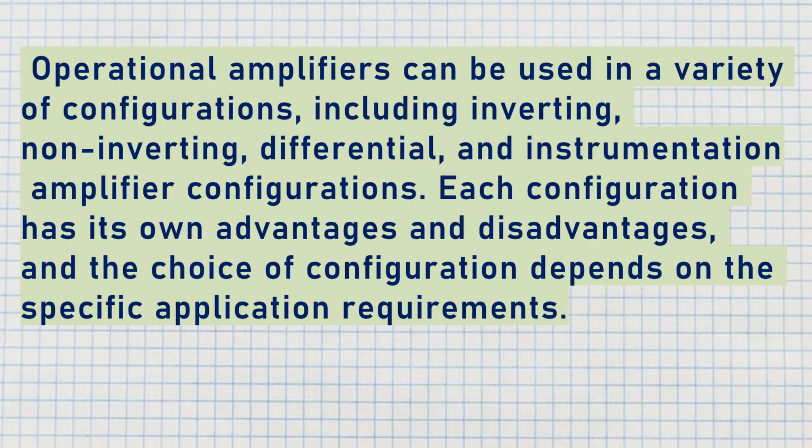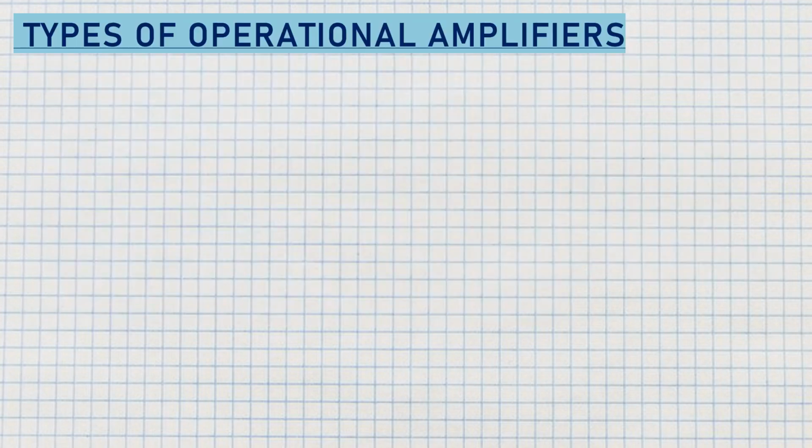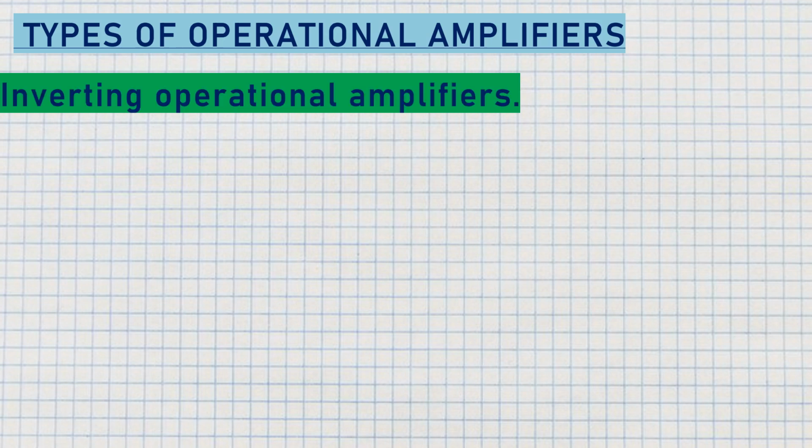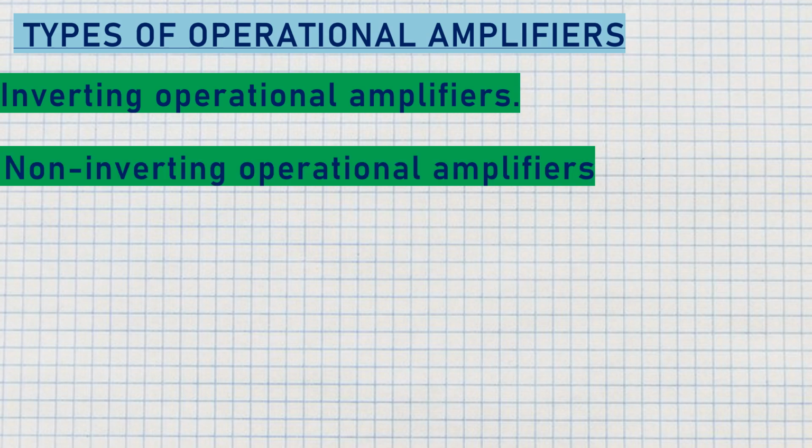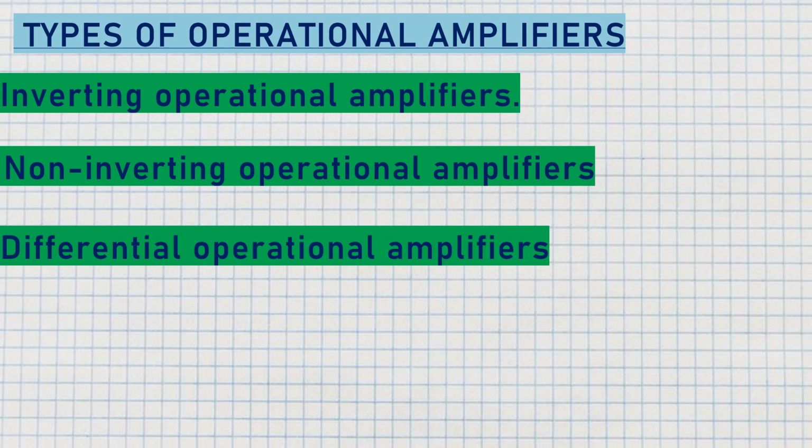Operational amplifiers can be used in a variety of configurations, including inverting, non-inverting, differential, and instrumentation amplifier configurations. Each configuration has its own advantages and disadvantages, and the choice of configuration depends on the specific application requirements. What are the basic types of operational amplifiers? 1. Inverting operational amplifiers. 2. Non-inverting operational amplifiers. 3. Differential operational amplifiers. 4. Voltage follower operational amplifiers.